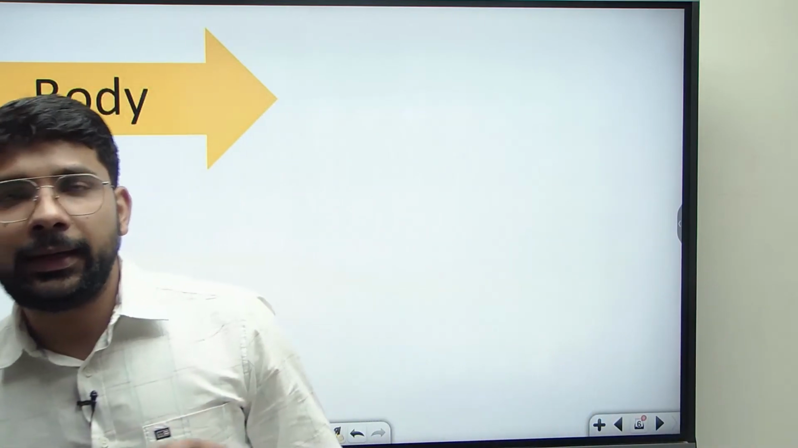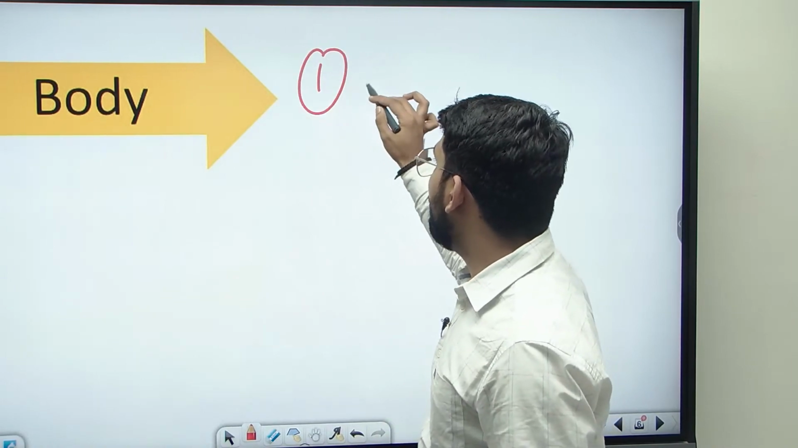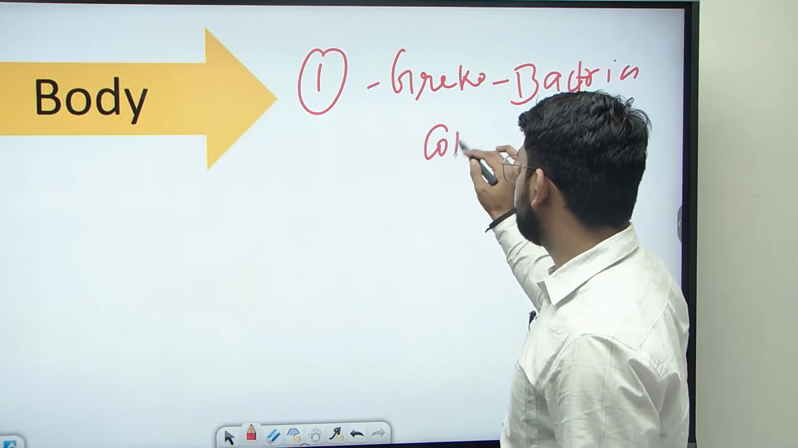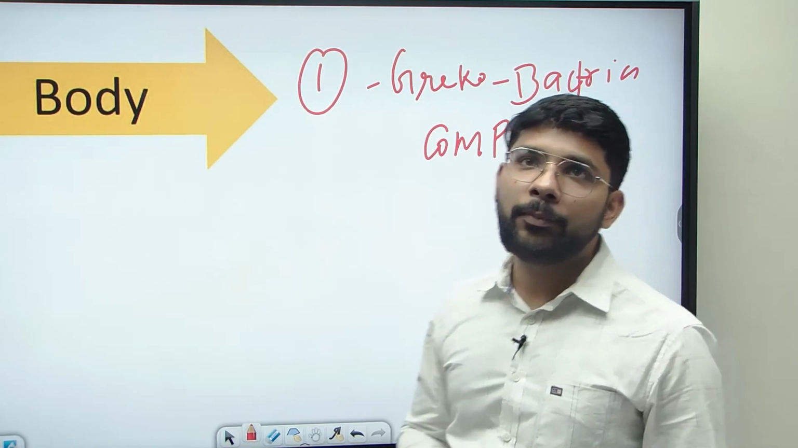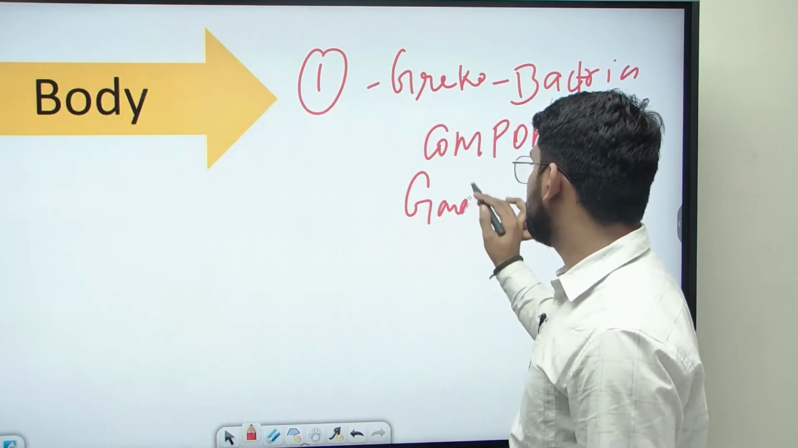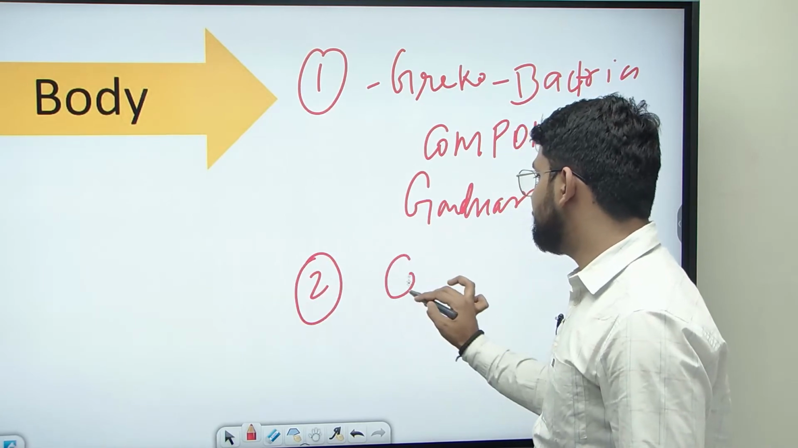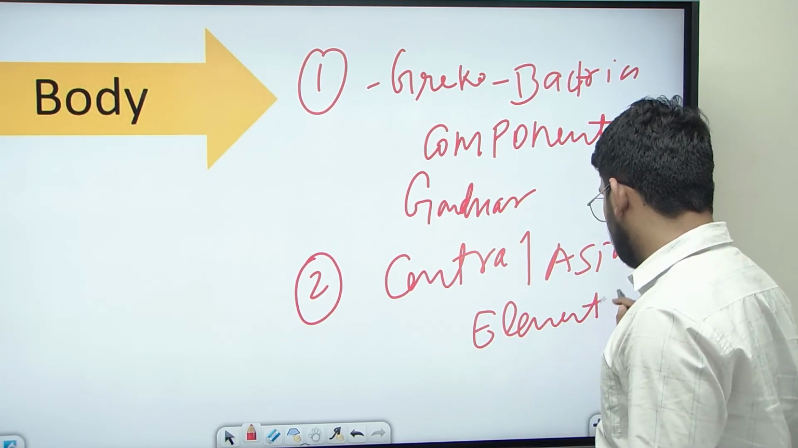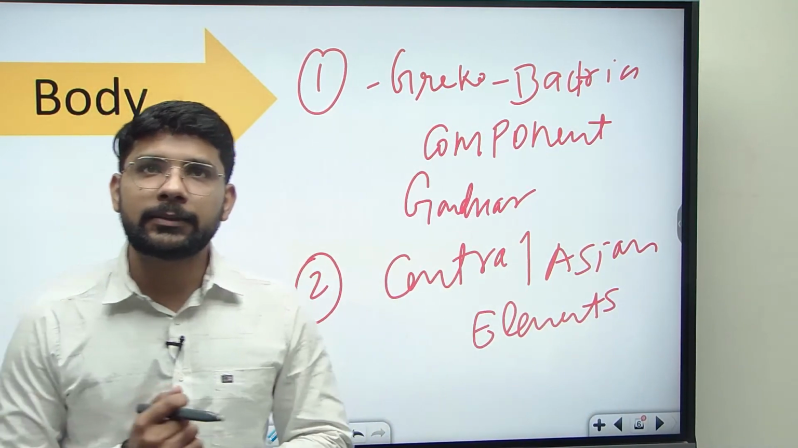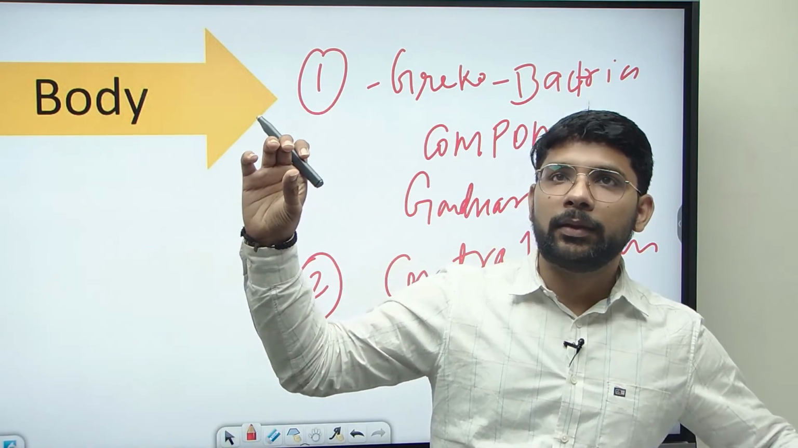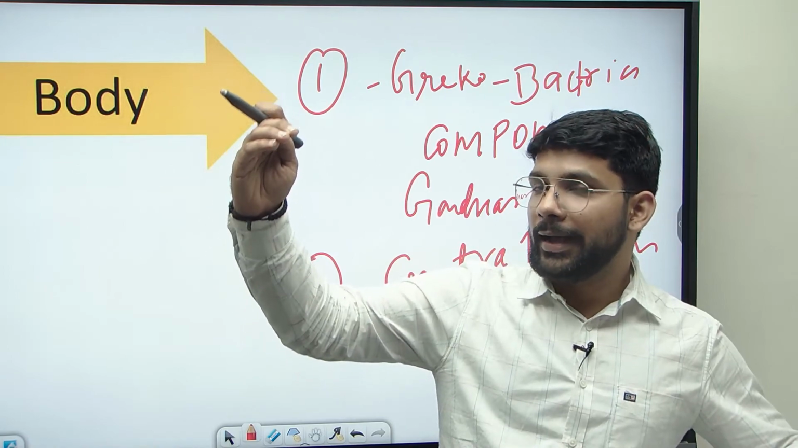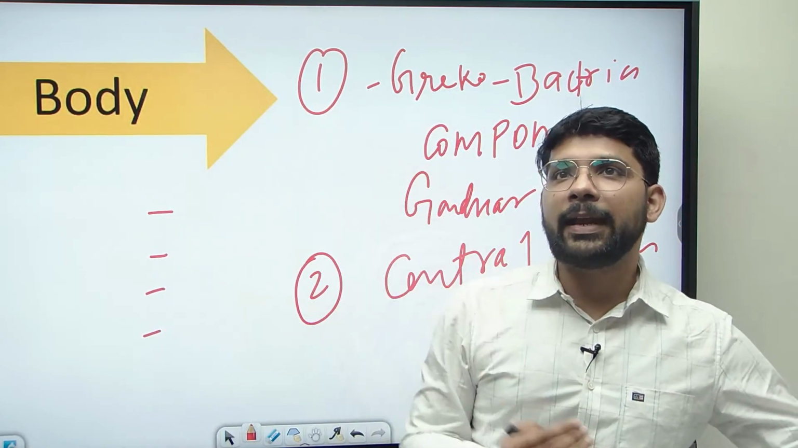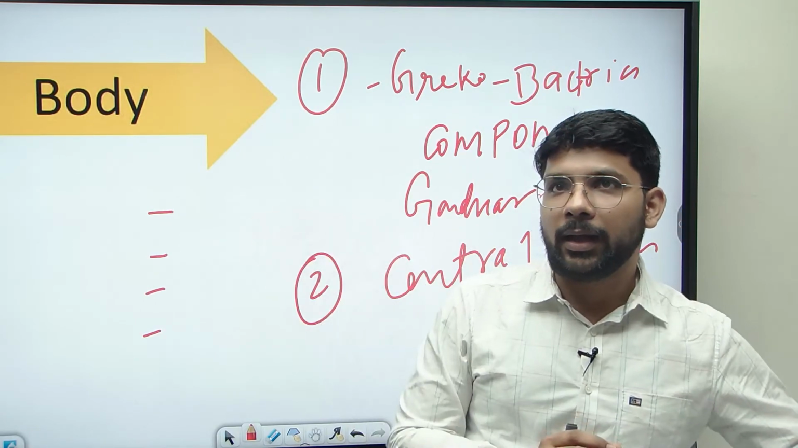Now come to the body part. In the body part, the question is demanding two areas. Number one, we need to highlight the Greco-Bactrian components in Gandhara art. Second, we need to highlight the Central Asian elements. So we will make some headings: Greco-Bactrian elements in Gandhara art, then we will highlight them subheading-wise: one subheading, second, third, fourth. Then we will make the second heading, Central Asian elements in Gandhara art, and we will define 4-5 characters here.